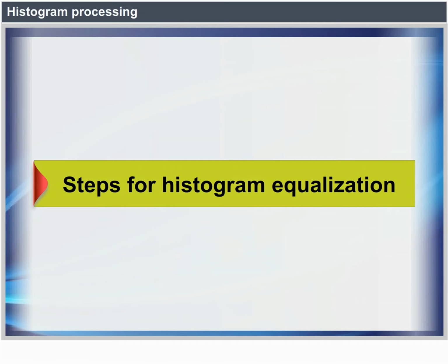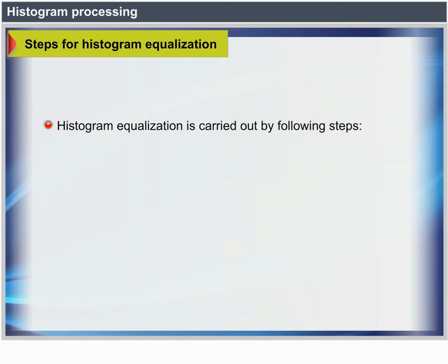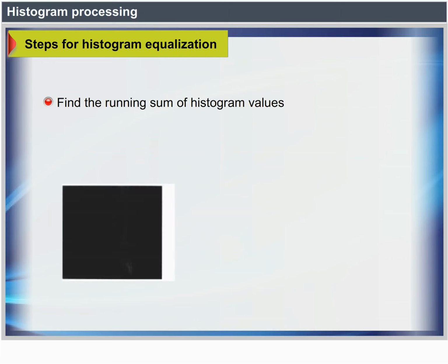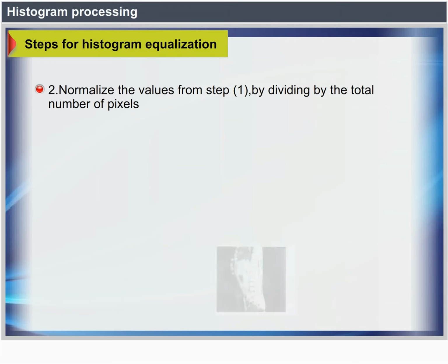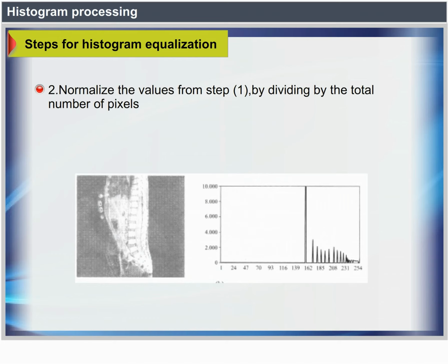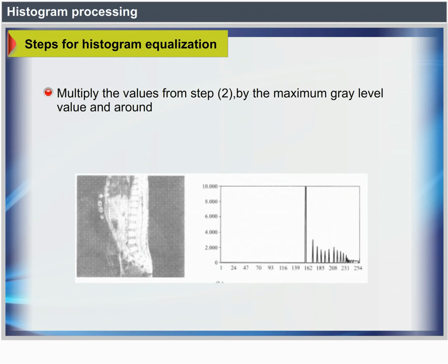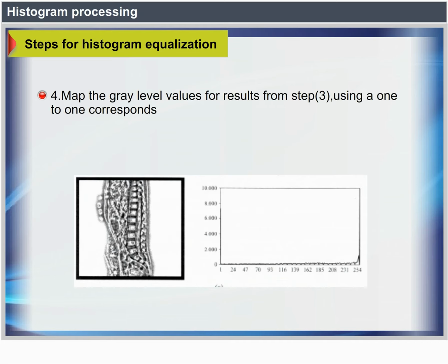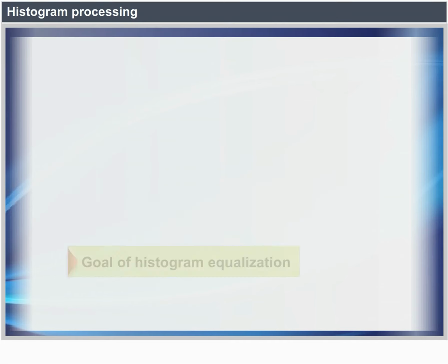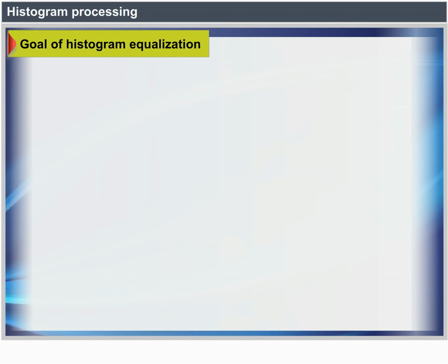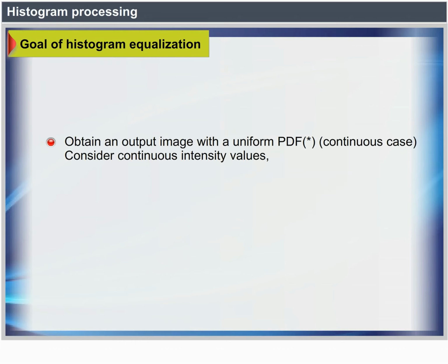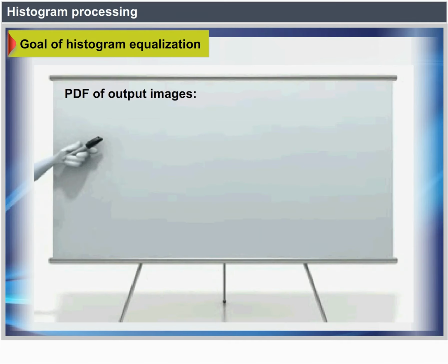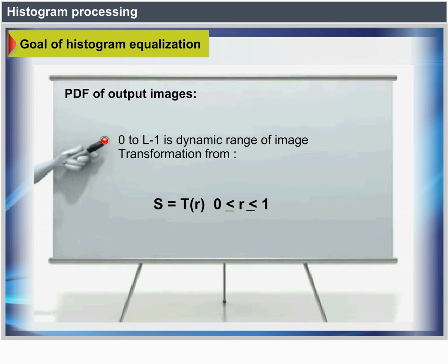Goals of histogram equalization. Obtain an output image with a uniform PDF. Consider continuous intensity values. PDF of output images 0 to L-1 is a dynamic range of image. Transformation from S equals T of R, and the value of R ranges from 0 to 1. Transformation function T of R must satisfy the following condition. T of R is single-valued and monotonically increasing in the interval R ranging from 0 to 1, and T of R ranges from 0 to 1 for R ranging from 0 to 1.